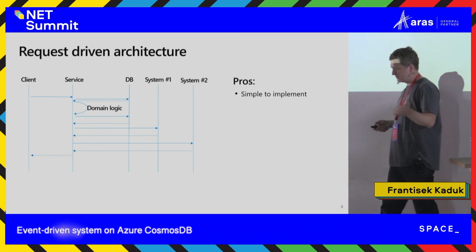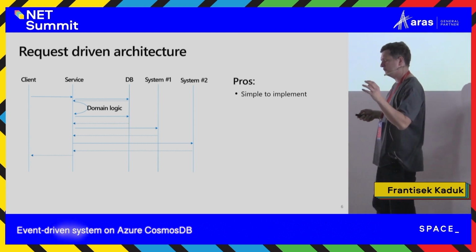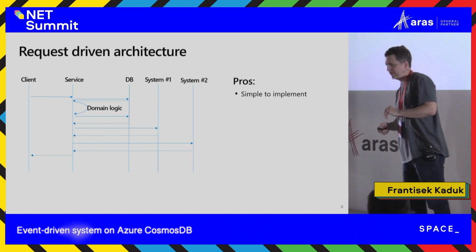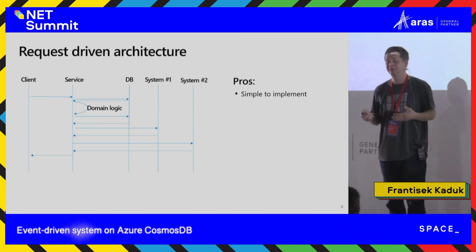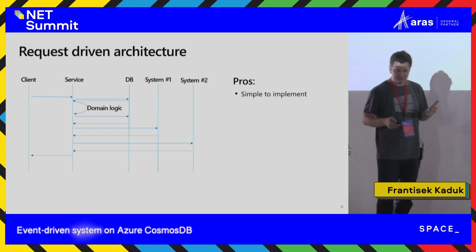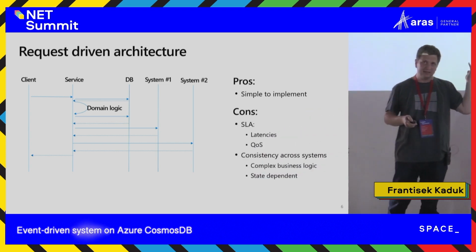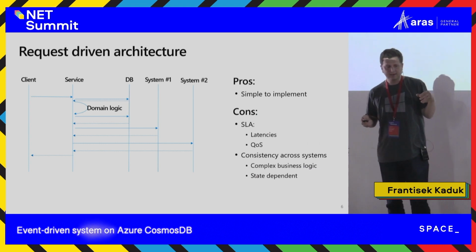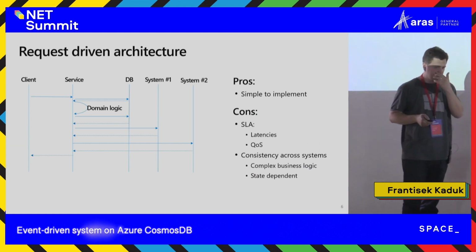The pros of this code was that it was very simple to write. It was done very quickly. We were quite happy because we met the deadlines. But the problem was, as I was mentioning on the previous slide, that we had a problem with QoS and with SLA, and also with some other things. I will talk about it.